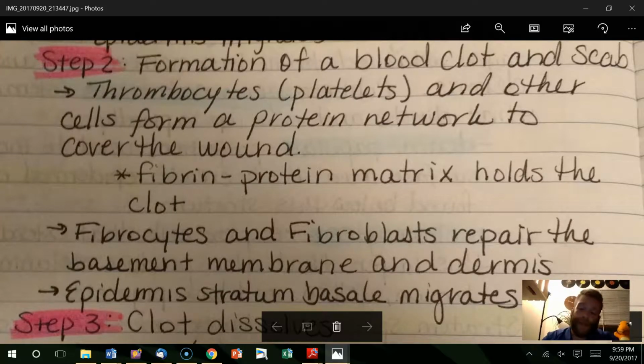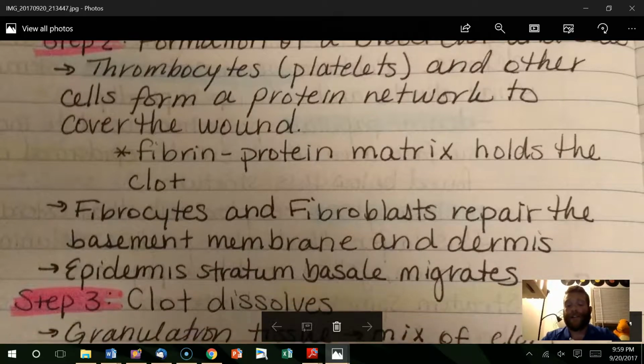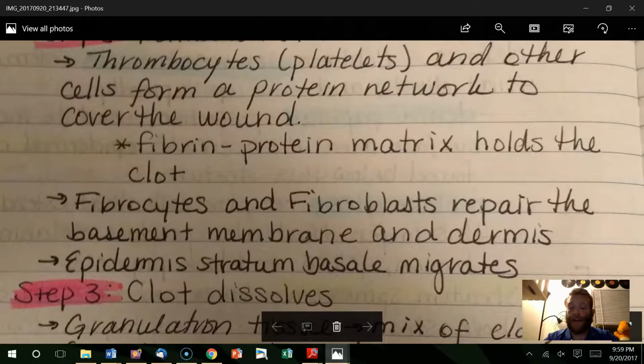Because the dermal layer is an area of connective tissue, you're going to have lots of fibrocytes and fibroblasts buried in that area. So these cells, fibroblasts and fibrocytes, repair the basement membrane and the dermis. Essentially what they're going to do is start building that network so we can have a scaffolding to fill in more cells. So we can build more fibrocytes, more collagen fibers, more reticular fibers, more elastic fibers to start pulling that cut closer and closer together to fill it.